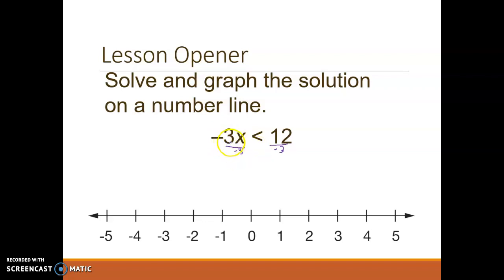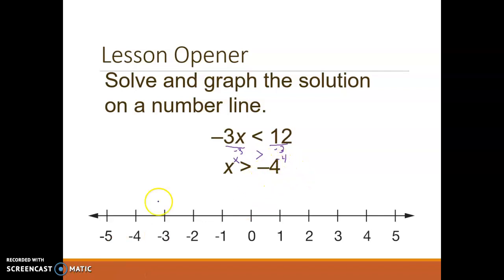I had a -3x and negative x. Now I'm going to have a positive x. I had a positive 12, and when I divide it by -3, I now have a negative number. So you can see everything is opposite here. We also need to make our sign opposite. So we've got to flip that sign as well when we multiply or divide by a negative. And we get x is greater than -4.